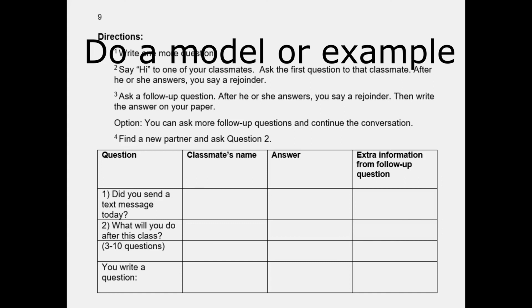So this is what I would say as the teacher during the model. And I'm talking to you, Amy, as one of the students. Hi, Amy. Did you send a text message today? Yes, I did. I see. So, did you notice that I said a rejoinder? I said, I see. Now, I'll ask a follow up question. Who did you text? My friend Cindy. Okay. So, again, notice that I used another rejoinder.